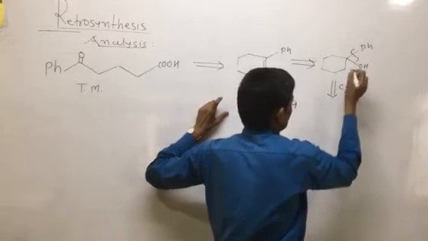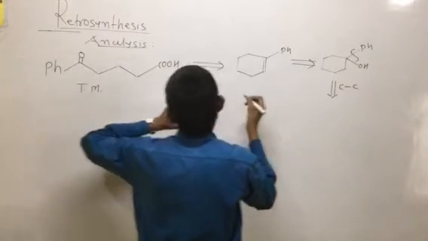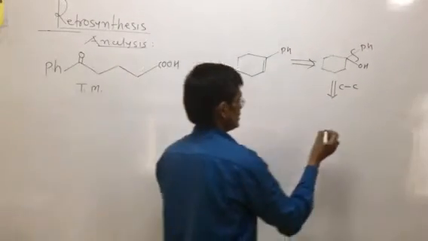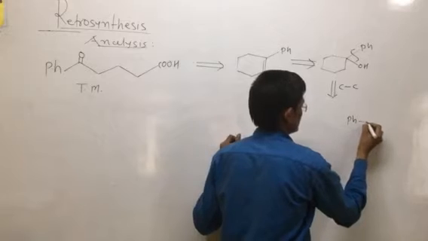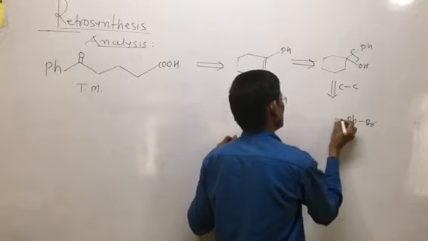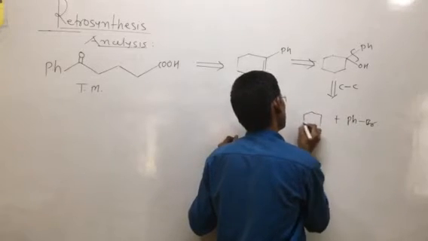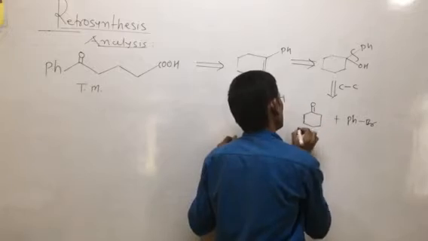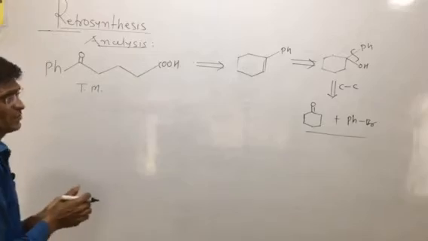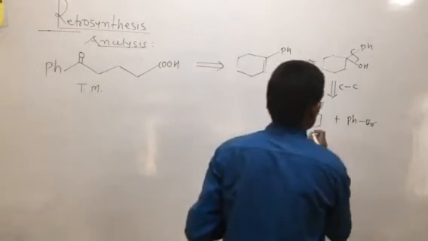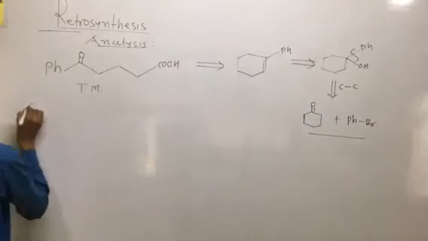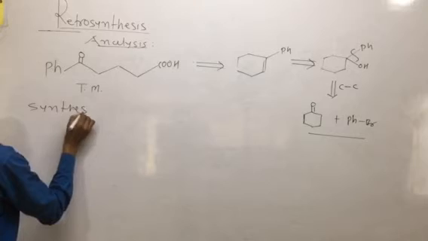Now we will do a one group C-C disconnection here. So what happened? This is the Ph. As you can say, this PhBr is the synthetic equivalent of the given compound, and this ketone is here, which is called cyclohexanone. These are the synthetic reagents, the synthetic equivalents: cyclohexanone and bromobenzene. So what is the plan of synthesis? What is the synthesis plan?